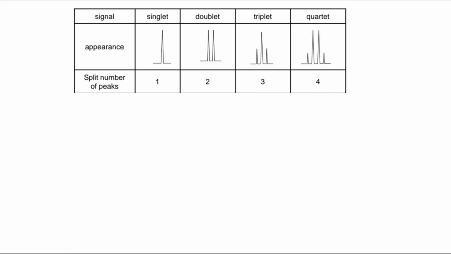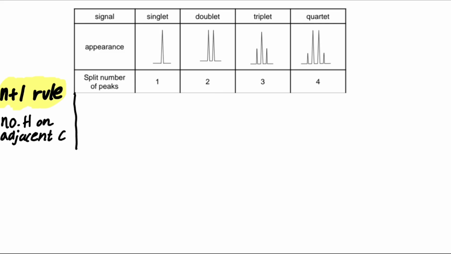And then you guys have to know about the N plus 1 rule. The N plus 1 rule is basically the number of hydrogens on the adjacent carbon, but it's like minus 1. Okay, that was confusing, but let me explain. Let's look at our singlet. Let's say that's our singlet. Its peak is 1, right? So if we do 1 minus 1, it will equal 0. Therefore, on a singlet, there are no hydrogens next to it, because there are 0 hydrogens next to the singlet.